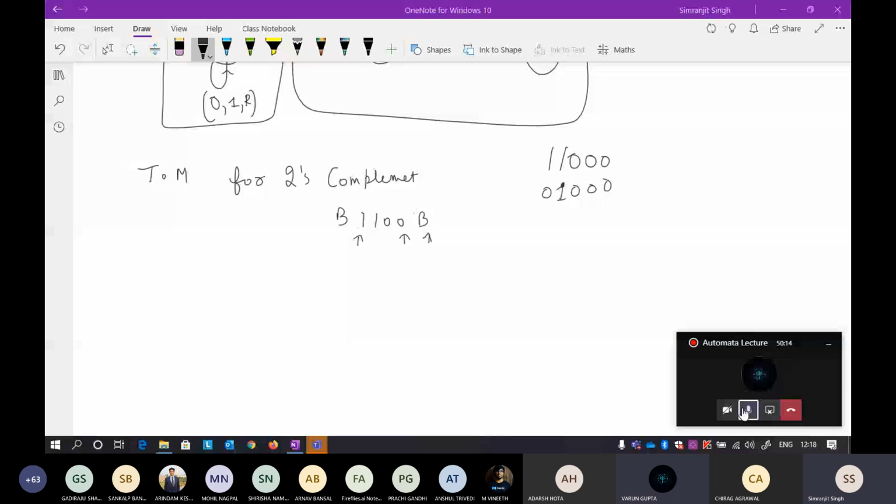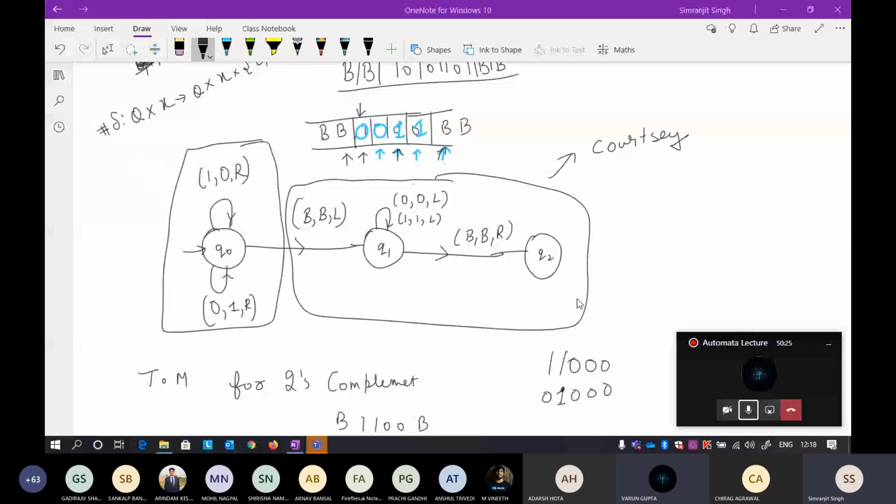So in the above question, can't we just leave this final state at the second state that you wrote? Yes, you can. That is absolutely fine. If you want to make it a final state and you just don't want to do anything, you can forget about it. So that is fine. There is no problem in that.